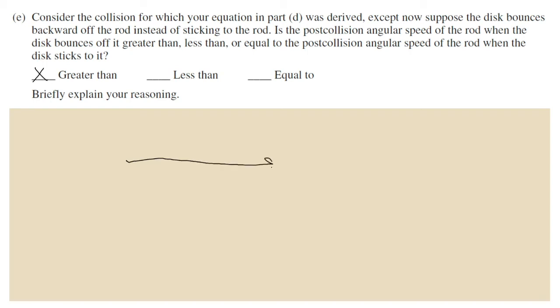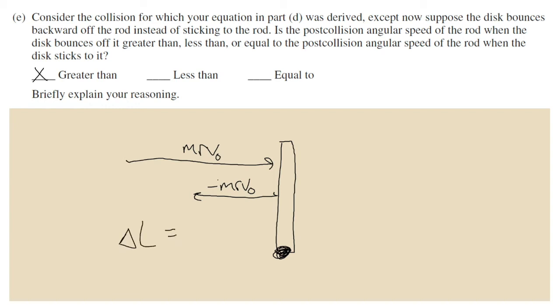Keep in mind here, I'm looking at this sideways, which is kind of annoying, but let's just say that this is the pivot point. When this disk comes in, it has an angular momentum equal to mrv naught. If it bounces off here, let's just say it came back with the same speed, so it's mrv naught, but it's negative now because it's going in the opposite direction. The change in the angular momentum would be final, negative mrv naught, minus initial, mrv naught. So we would have a change in angular momentum of negative 2 mrv naught.